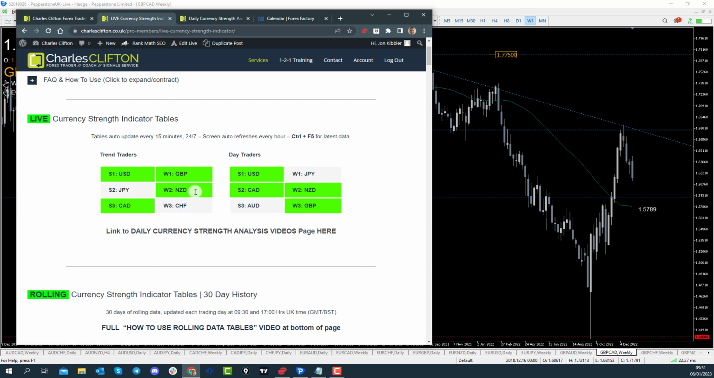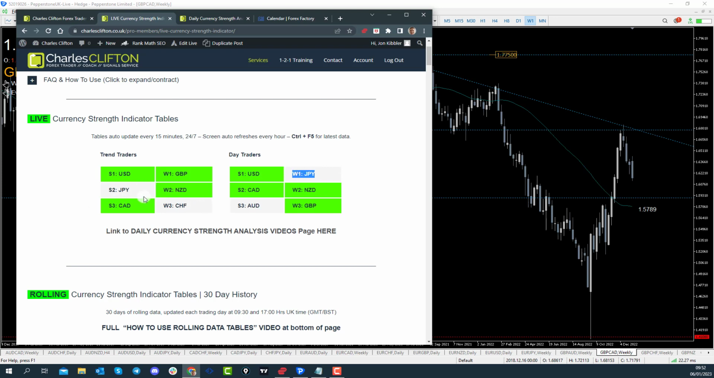So you can see the yen appears here twice, but it's not highlighted. That's because it's on opposite sides of the tables, and it shows that there is no confluence between the two trading time frames, because the higher time frame is showing us that it's strong and the lower time frame is showing us that it's weak. So there could be some kind of pullback happening from the higher time frame.